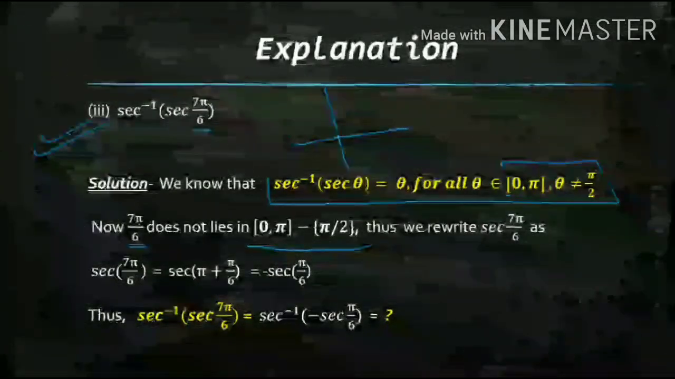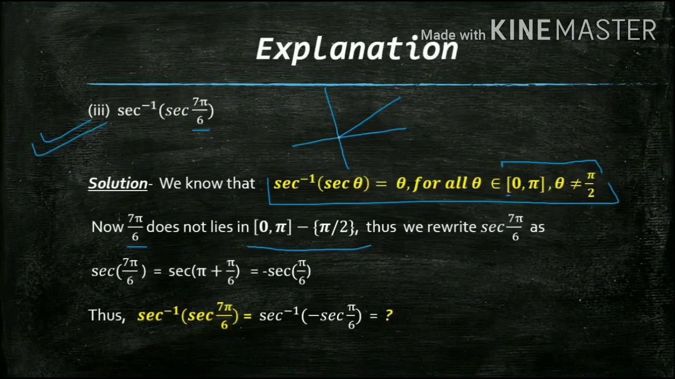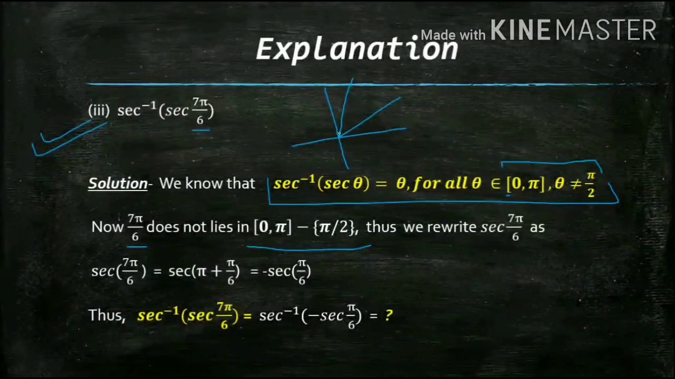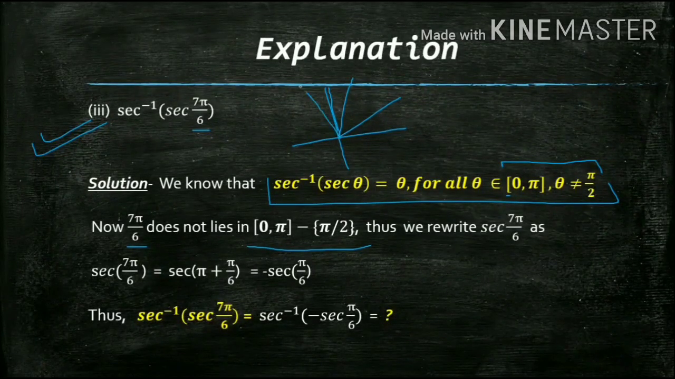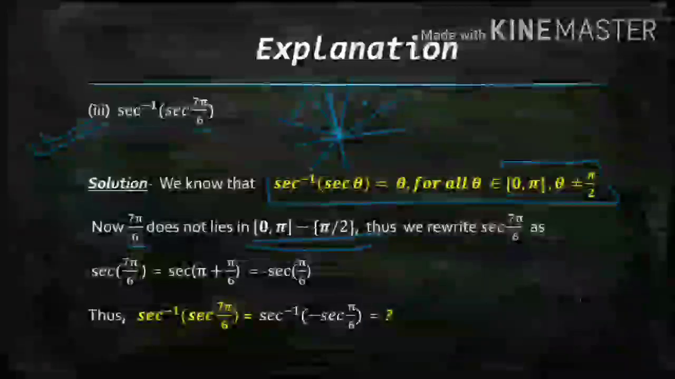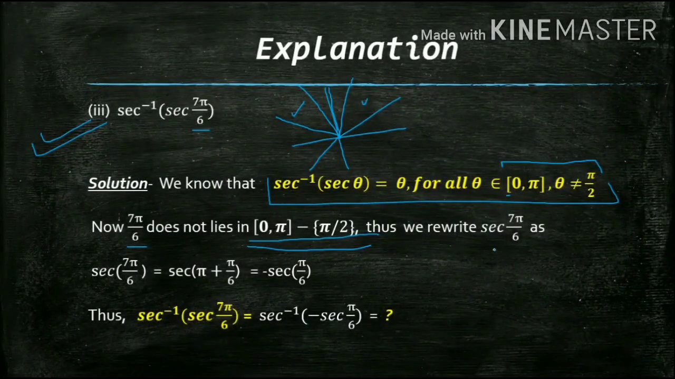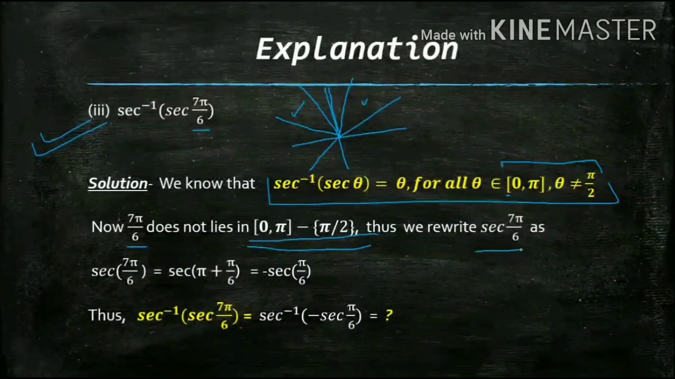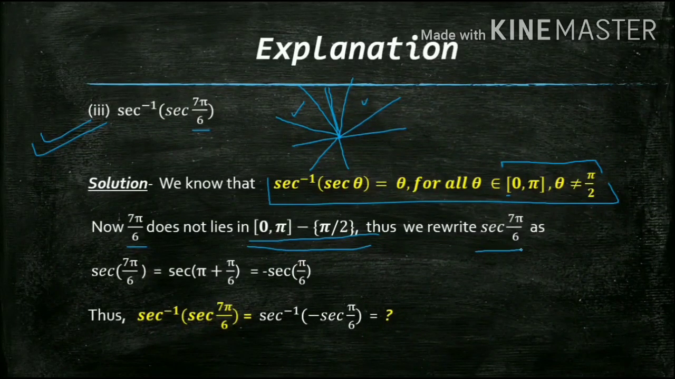You see pi by 6 is here, 2 pi by 6 is pi by 3, 3 pi by 6 is pi by 2, 4 pi by 6 is here, 5 pi by 6 is here, and this is 6 pi by 6, which is nothing but pi. And 7 pi by 6 will lie in the third quadrant. But the domain is the first and the second only. So that means 7 pi by 6 does not lie in this interval, right? So then what will we do? We will rewrite sec 7 pi by 6.